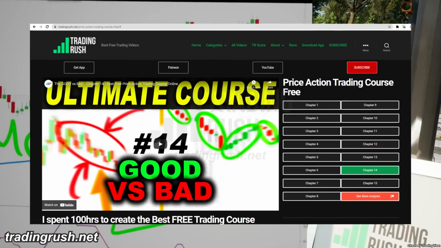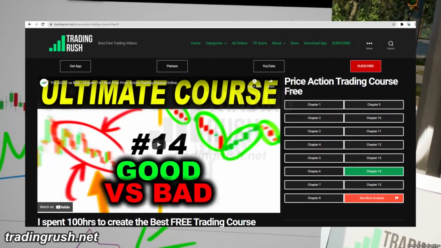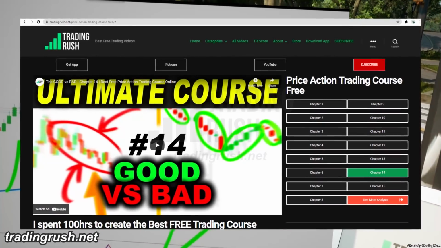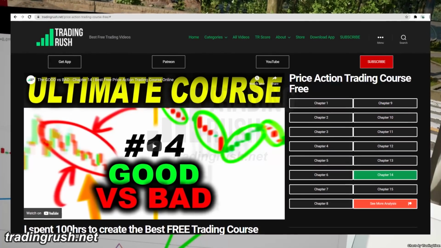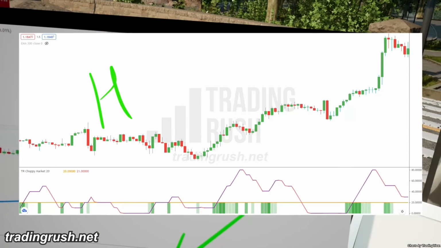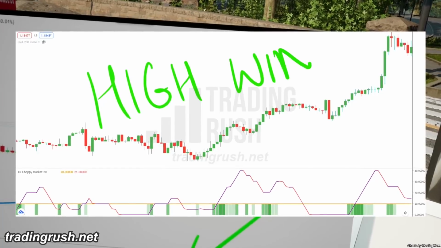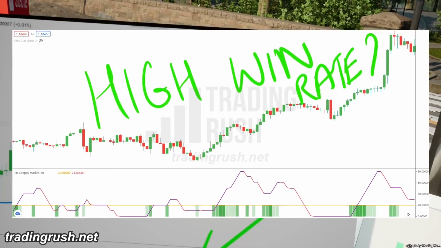If you have watched Chapter 14 in the Trading Rush Price Action course, you probably remember the simple but effective technique that you can use to filter the choppy markets. The Trading Rush Choppy Market Indicator improves that technique even further.